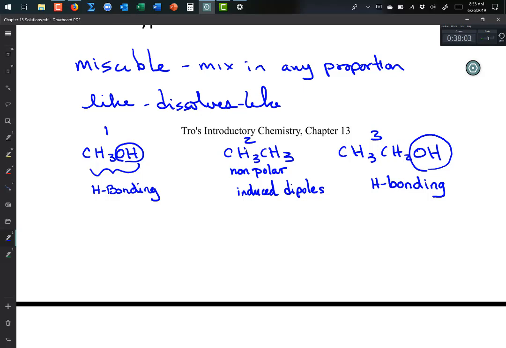Which combination makes a solution? One and three, because they both have hydrogen bonding. Which combinations don't make solutions? One and two or two and three, because the intermolecular forces are different. So generally speaking, things that are hydrogen bonding will form solutions with things that are hydrogen bonding or polar or ionic, like salts. And things that are nonpolar tend not to make solutions with things that are polar or hydrogen bonding.